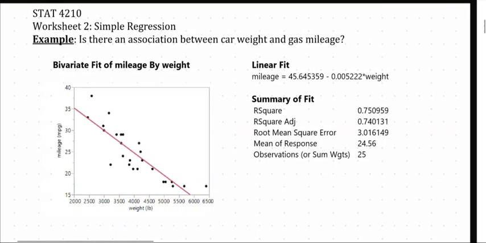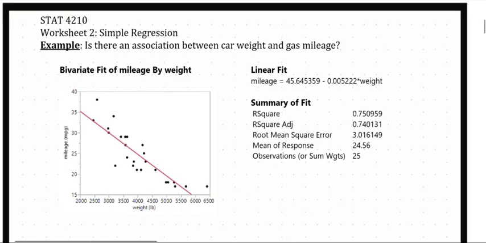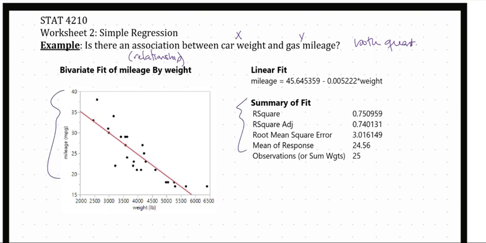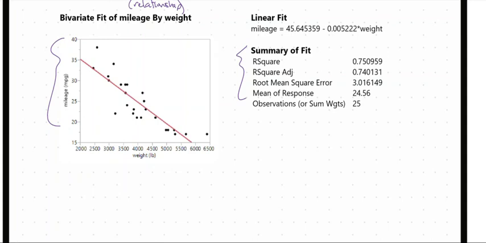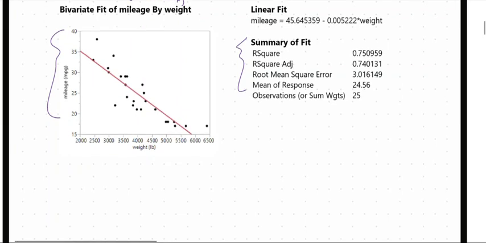With regression, we might ask some questions, such as, is there an association or is there a relationship, specifically a linear one, between two variables such as car weight and gas mileage? In this case, car weight is going to be our explanatory variable x, and gas mileage is going to be our response variable y, and they are both quantitative variables. We're going to focus now on using the plot and that summary of fit table. First, let's look at this plot. We're going to interpret it and describe this relationship.